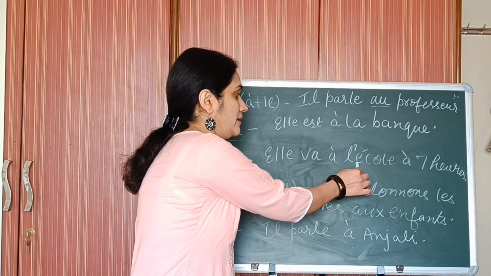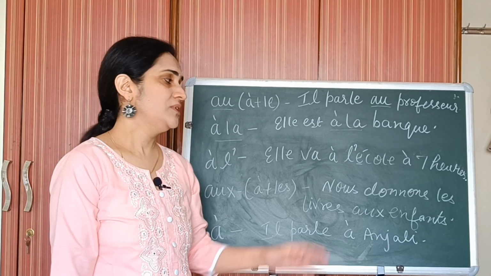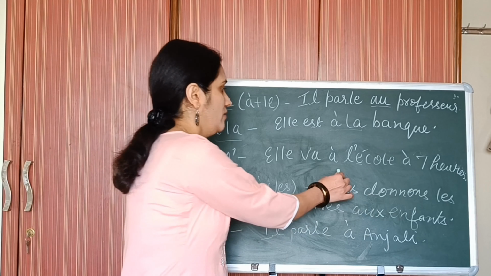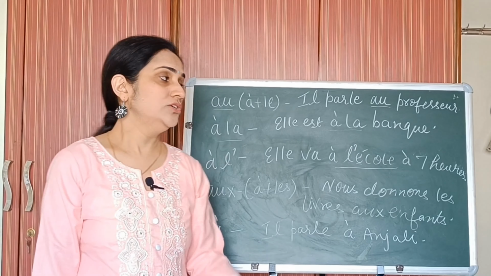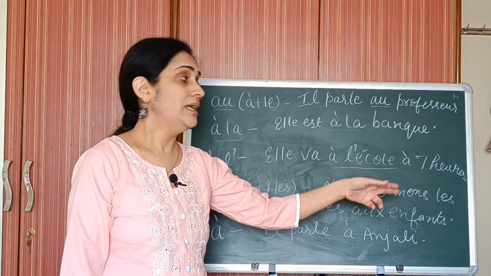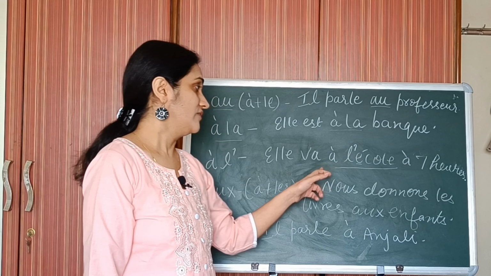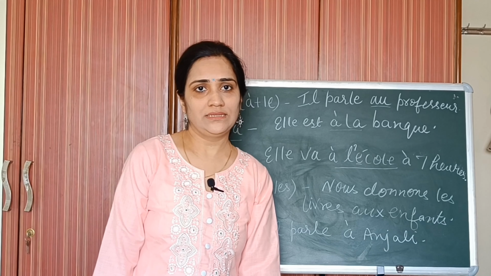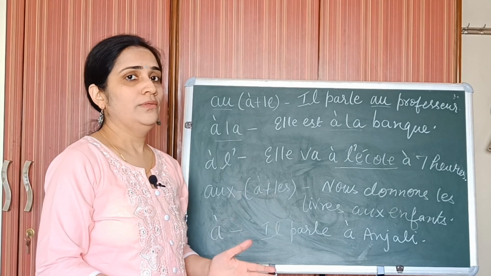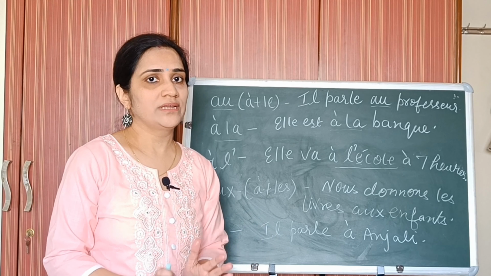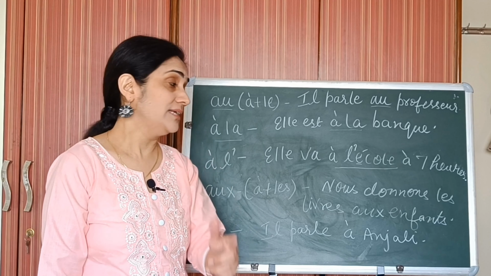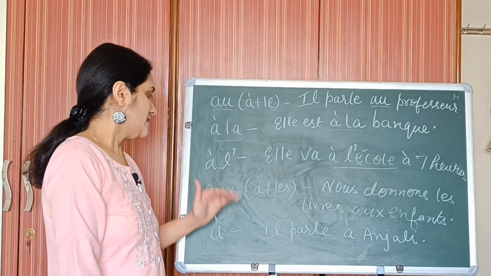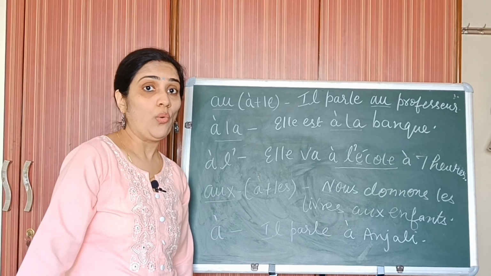Here school begins with a vowel E. So here the sentence, elle va à l'école à 7 heures. Elle va à l'école à 7 heures. She goes to the school at 7 o'clock. Here it is referring to the. So similarly, with any other masculine and feminine nouns beginning with a vowel including H, you can use à l'.